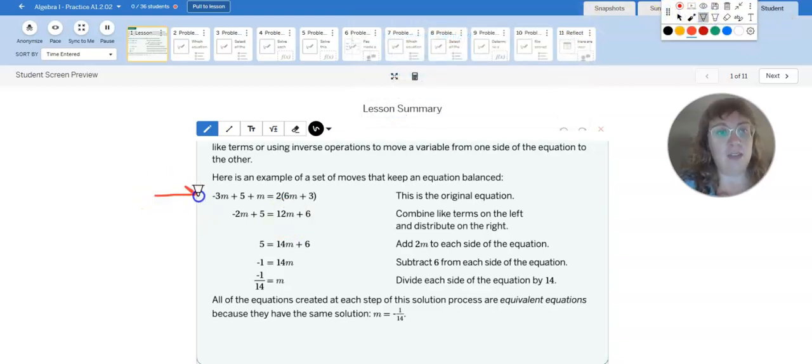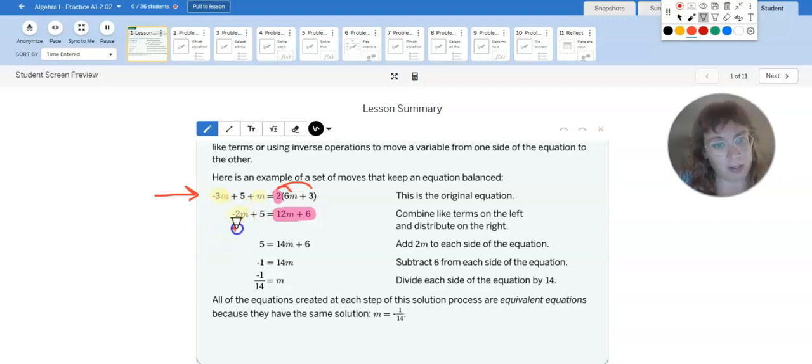So we have negative 3m plus 5 plus m equals 2 times 6m plus 3. The first thing that we did here was we combined this negative 3m plus m to get negative 2m. And we also distributed this positive 2. 2 times 6m is 12m, 2 times 3 is 6. So we distributed that 2 to get 12m plus 6. So we took our original equation, we combined like terms on the left, and we distributed on the right.